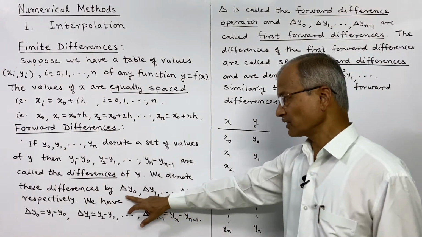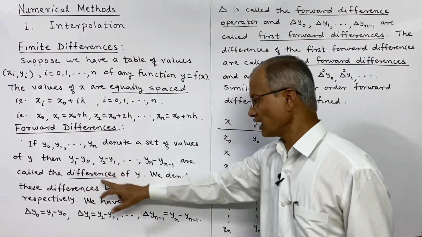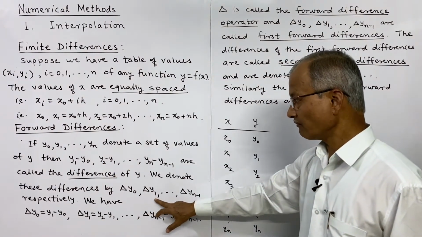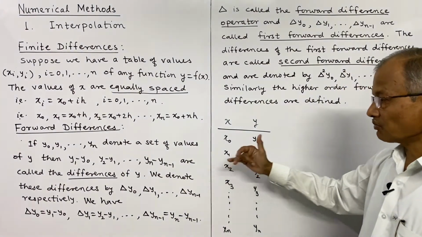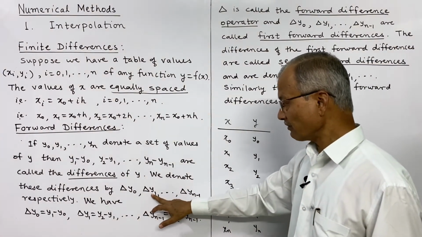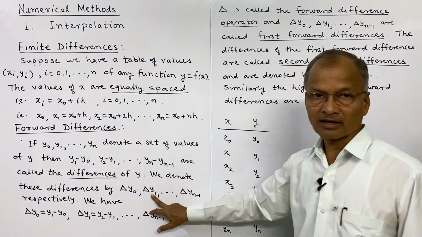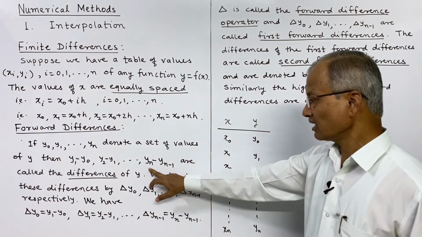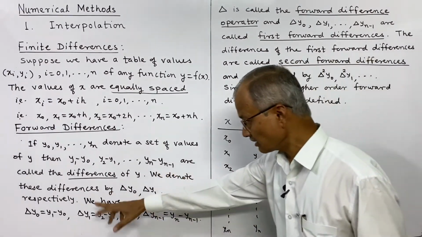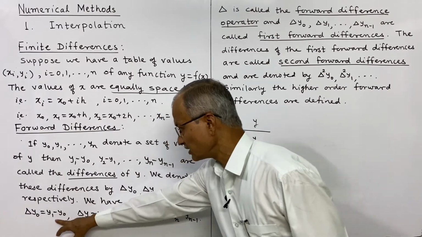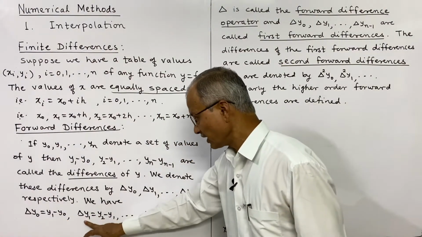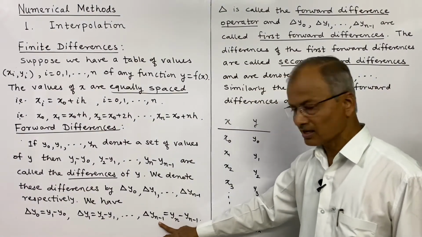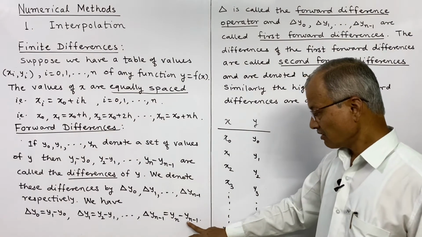We denote the first difference, y1 minus y0, by delta y0. The second difference, y2 minus y1, by delta y1, and so on. This is a forward difference because delta y1 is the next value y2 minus the existing value y1, and so on. Written again separately: delta y0 is y1 minus y0, delta y1 is y2 minus y1, and delta y(n minus 1) is yn minus y(n minus 1).